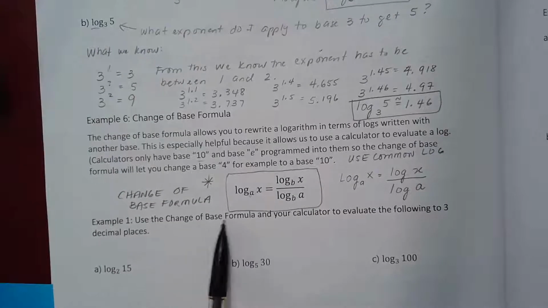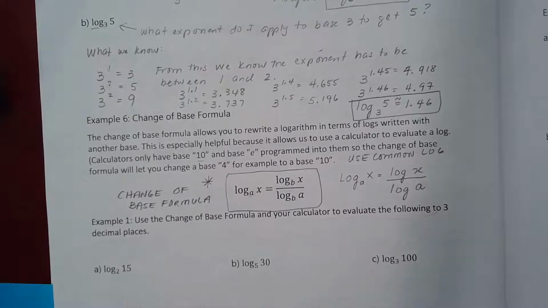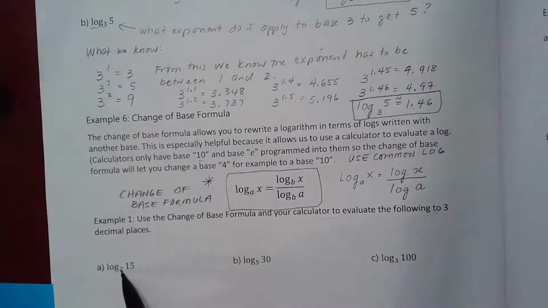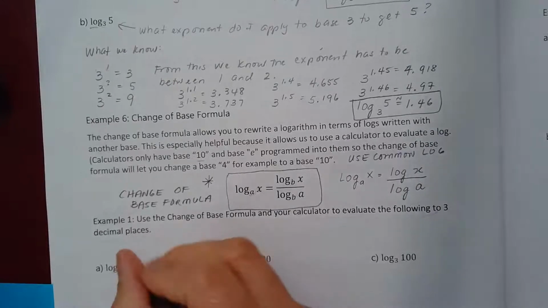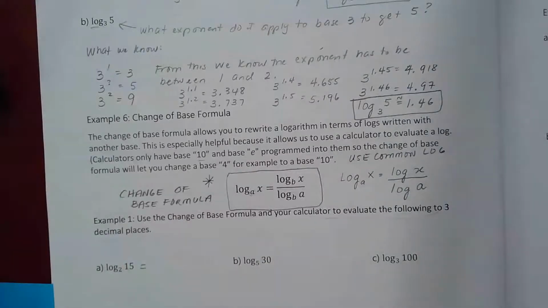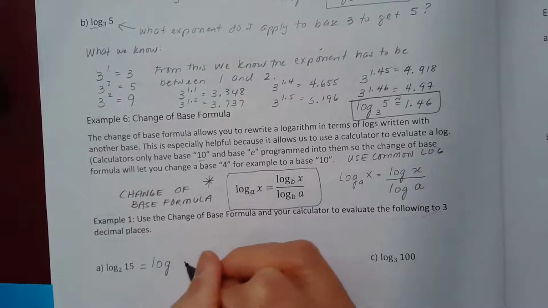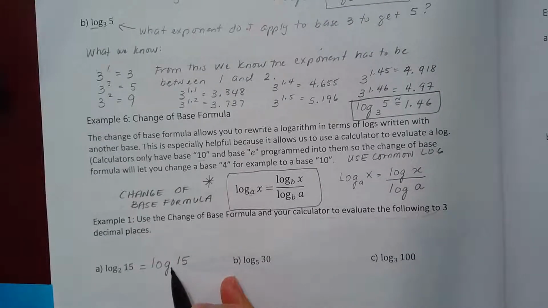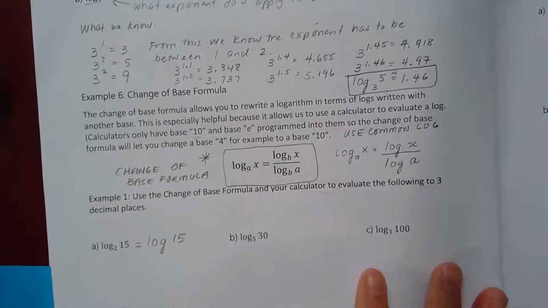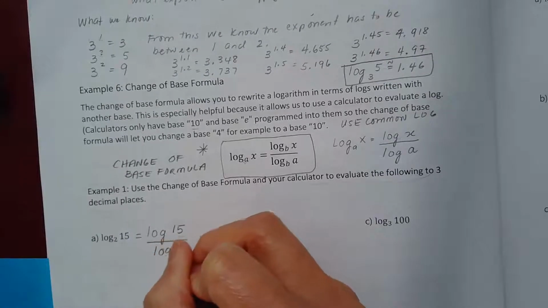Okay, so use the change of base formula and your calculator to evaluate the following to 3 decimal places. So log of 15 base 2. Okay, I know that we're just going to use the change of base formula. So this is changing it to common log of 15. Now I don't have to write down 10 there because it's understood we're operating in base 10, divided by log 2.